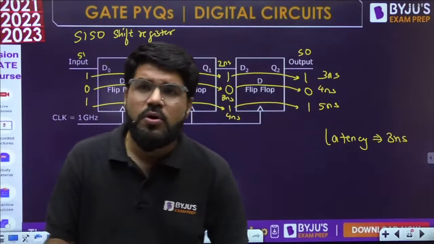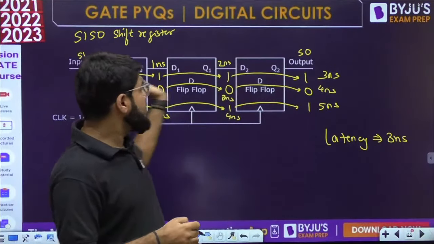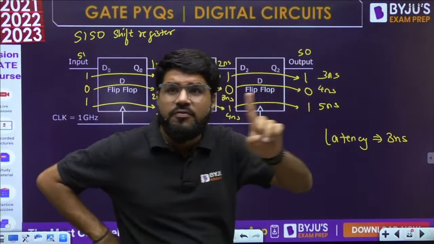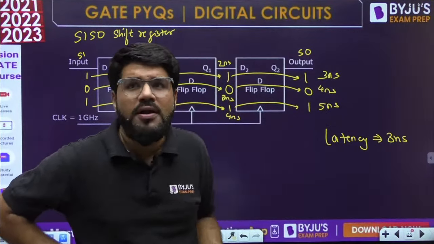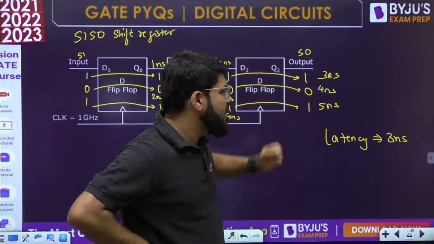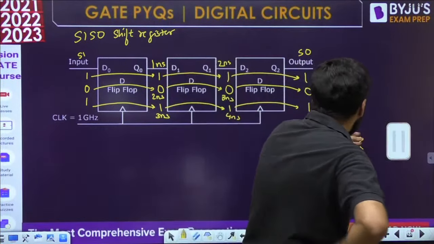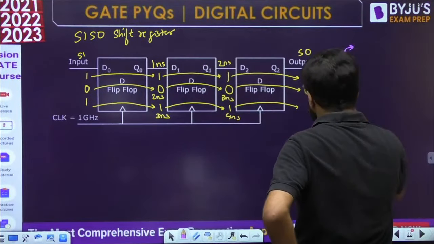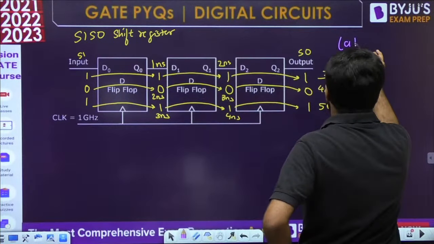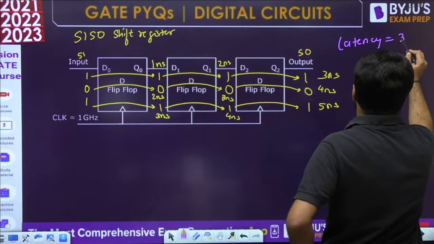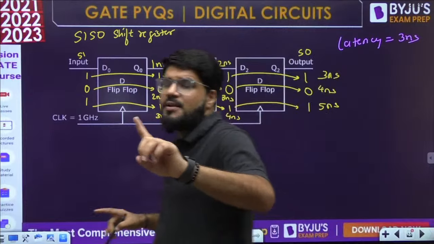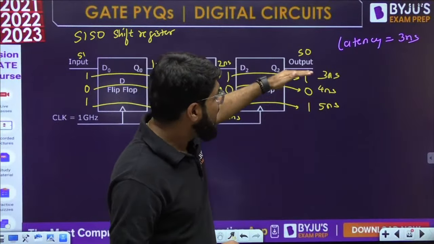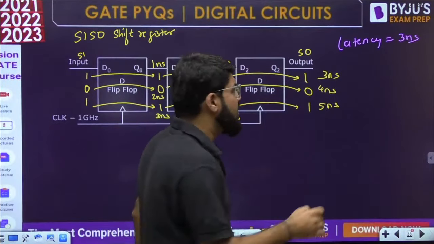Of course, for the first output bit, there's a startup effect. The first output bit will come at the end of 3 nanoseconds. But later on, after every 1 nanosecond, output bits are coming. So, dekho, sabse pehle to maine yahan se bol diya ki latency kitna hua. The latency is 3 nanoseconds. For any particular single bit to pass, there's a delay of 3 nanoseconds. But now after every 1 nanosecond, the bits are being received at the output.